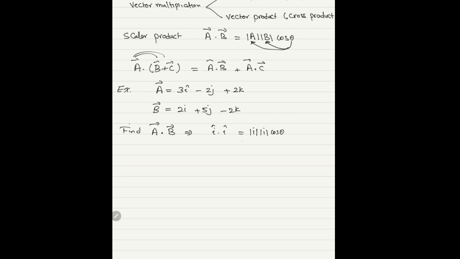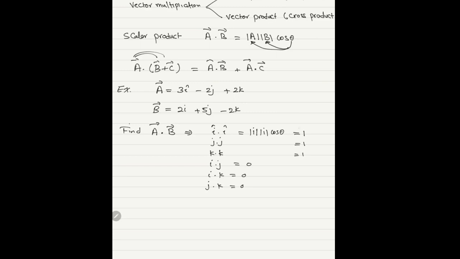And in this case, i dot i equals 1. j dot j, same thing, equals 1. k dot k equals 1. i dot j, in this case, the angle between i and j is 90 degrees. Cosine 90 equals 0, so it equals 0. i dot k equals 0. j dot k equals 0.